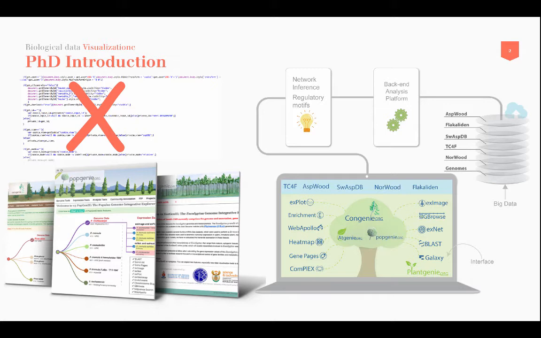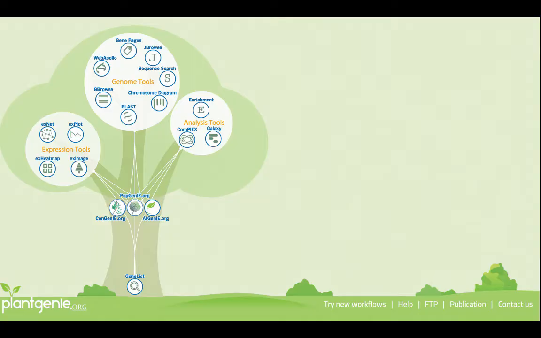As I mentioned earlier, we have three different websites in PlantGene: ConGenIE, PopGenIE, and AtGenIE. In each website, we have a different set of tools. For example, expression tools, genome tools, and analysis tools.